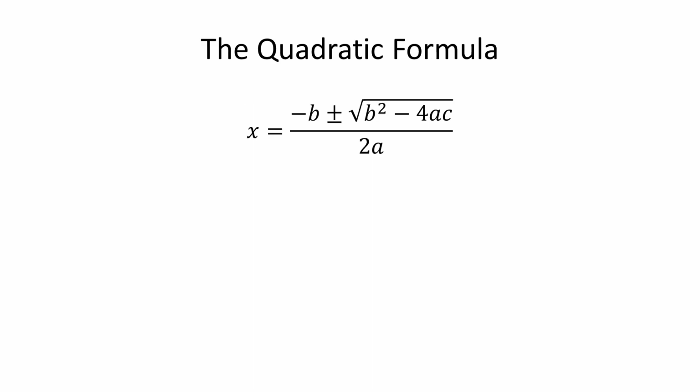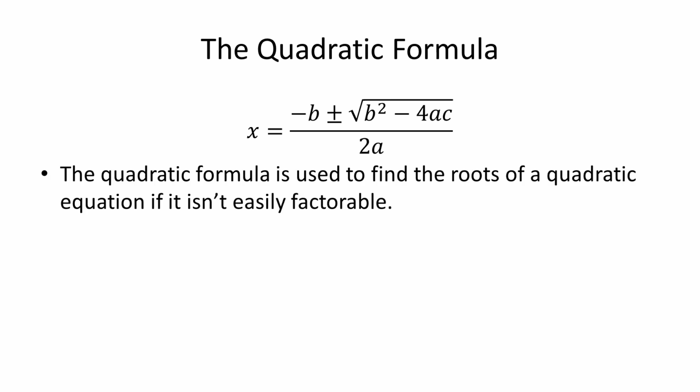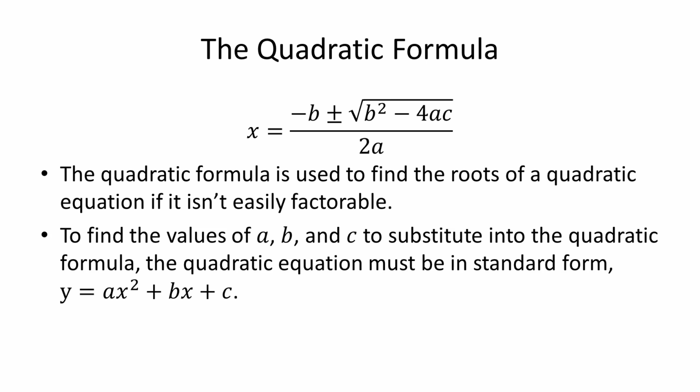You should also know the quadratic formula, which is x equals negative b plus or minus the square root of b squared minus 4ac, all over 2a. The quadratic formula is used to find the roots of a quadratic equation if it isn't easily factorable. To find the values of a, b, and c to substitute into the quadratic formula, the quadratic equation must be in standard form. And recall, standard form is y equals ax squared plus bx plus c.